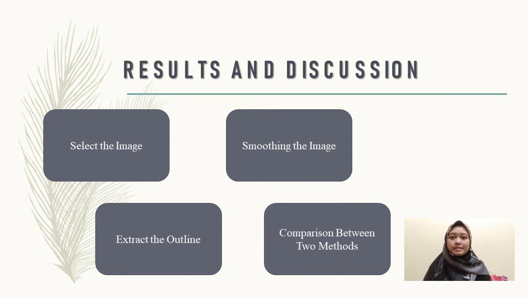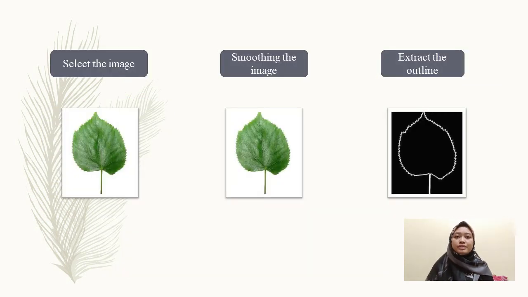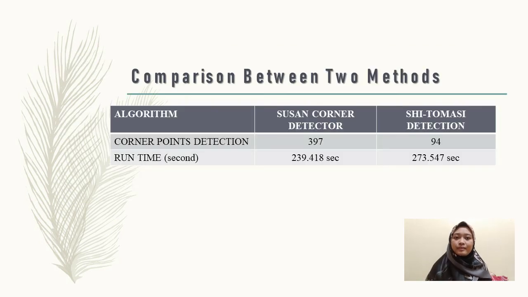Result and discussion. This study chooses this image to detect corner points. After selecting the image, this study smoothed the image. Noise was reduced from the image. This is the result from smoothing the image. After smoothing the image, this study extracted the outline from the image to make sure corner points can be detected easily. Here's the result from extracting the outline.